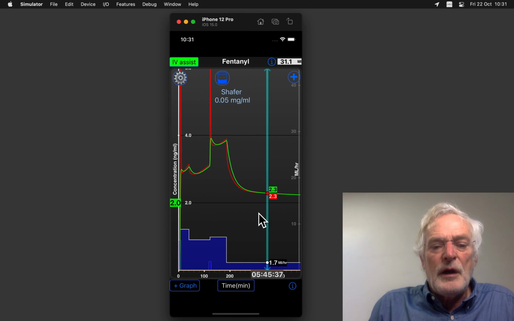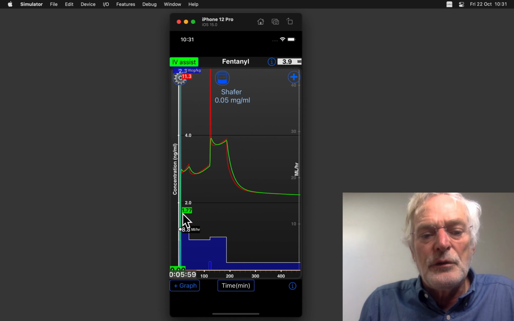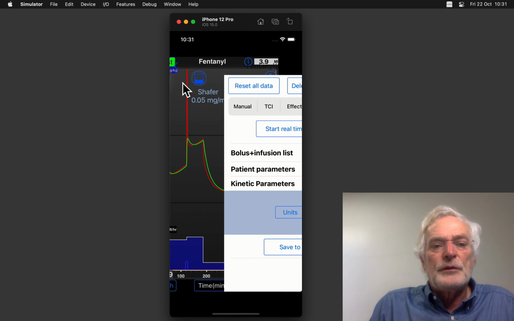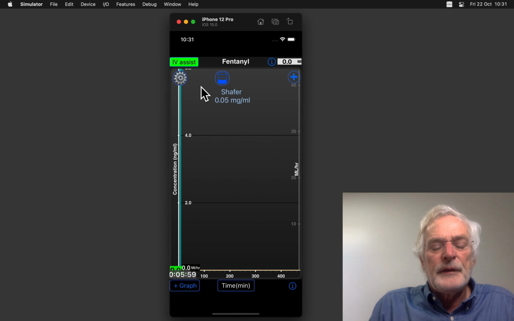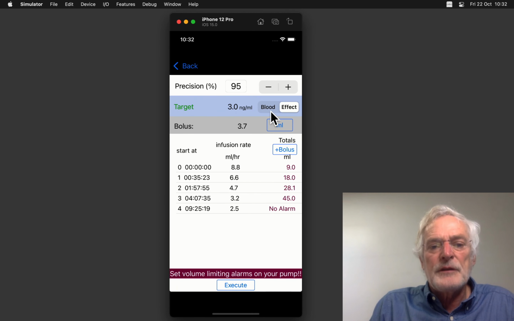Now, it could be that you are a little bit worried about this high overshoot in the blood concentration, and that you want not the effect site concentration to be targeted, but the blood concentration. And this is also possible. We're going to reset the data, and we're going to enter a new target, but instead of using the effect site concentration, I'm going to use the blood concentration. Confirm this, and I can switch over between blood and effect over here.